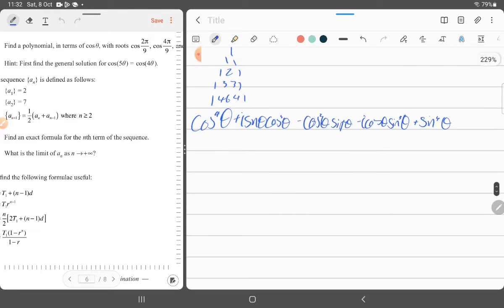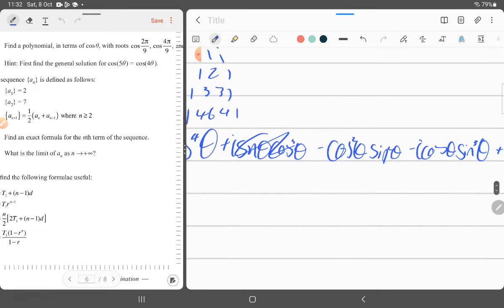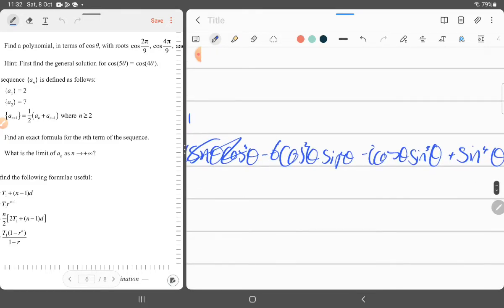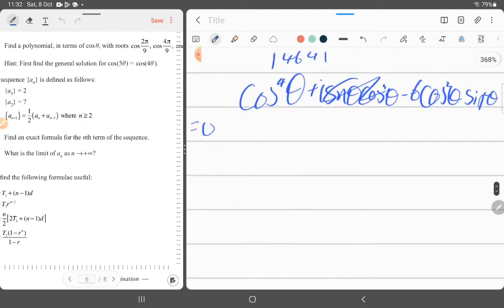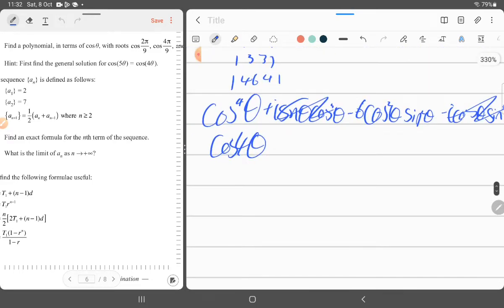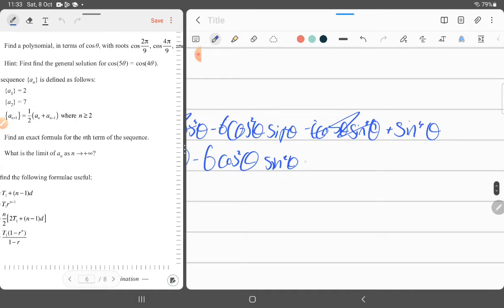Wait, is that 4? Okay, that is 4. So 1 plus, I mean, this doesn't matter, this is imaginary. 1 minus 6 minus, no, this is imaginary, so it doesn't matter again. So cosine 4 theta is equal to cosine to the power 4 theta minus 6 cosine squared theta plus sine to the power 4 theta.